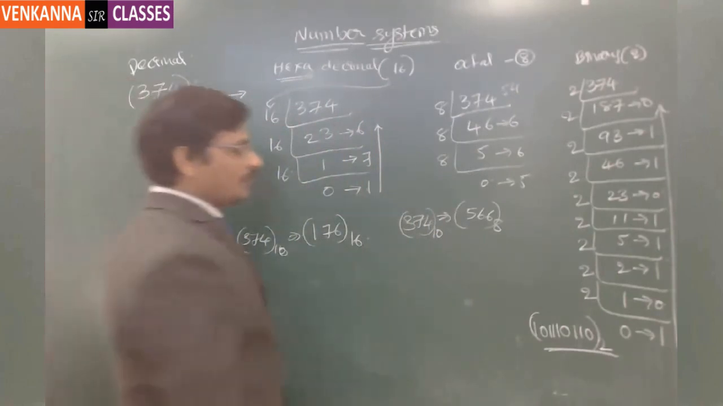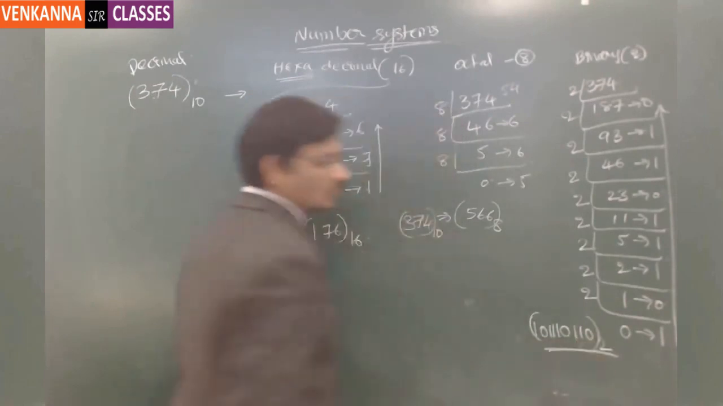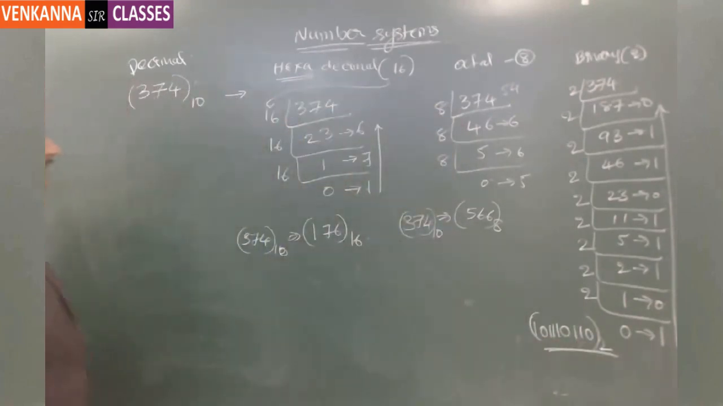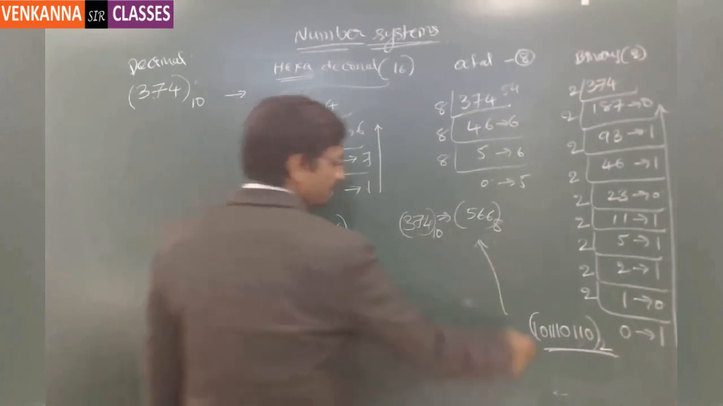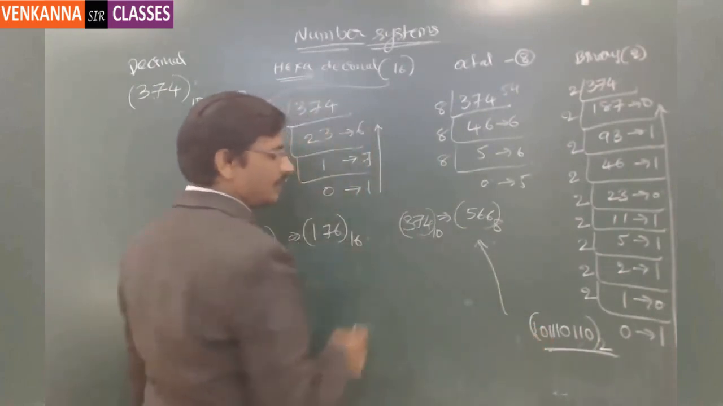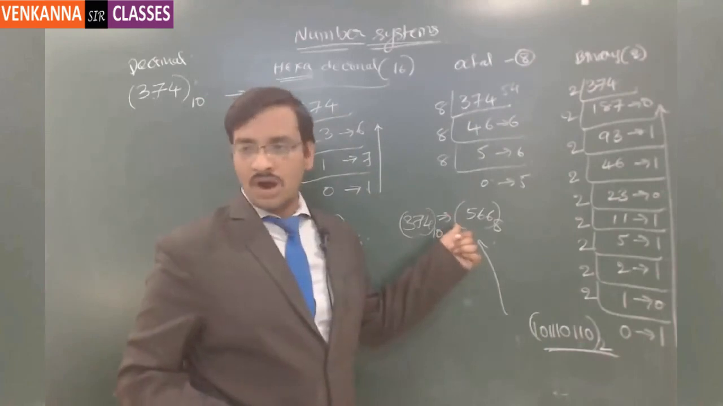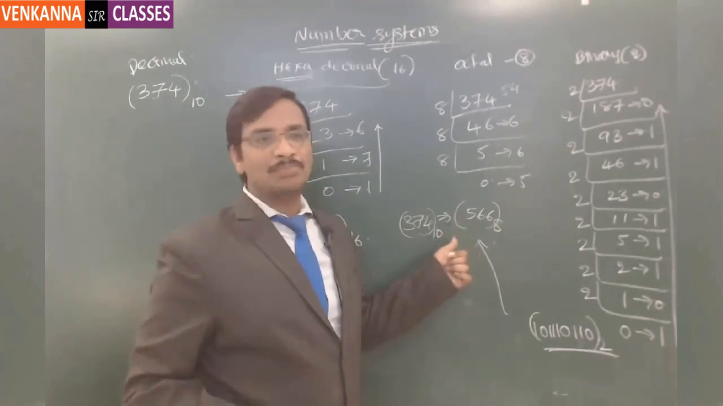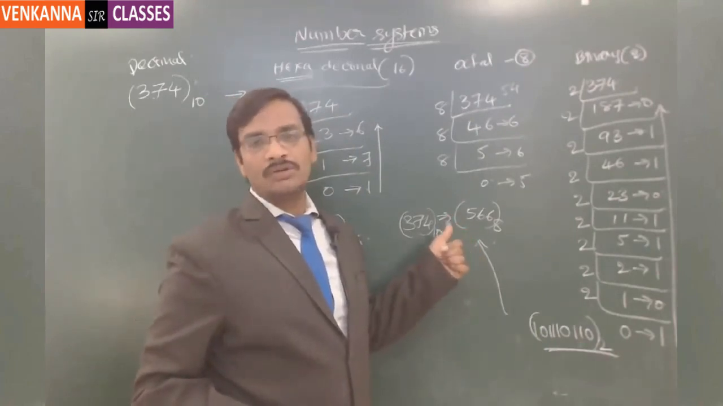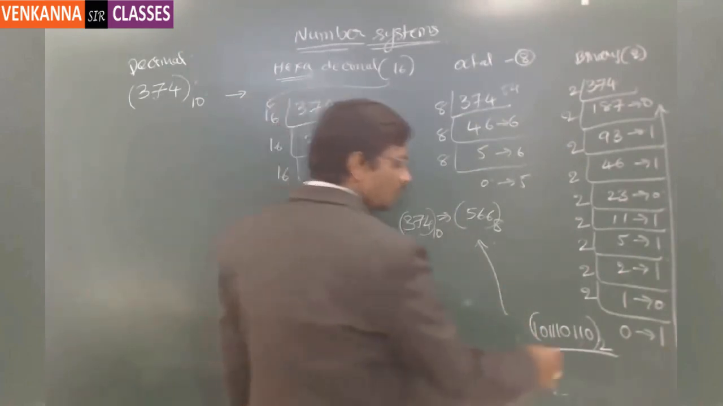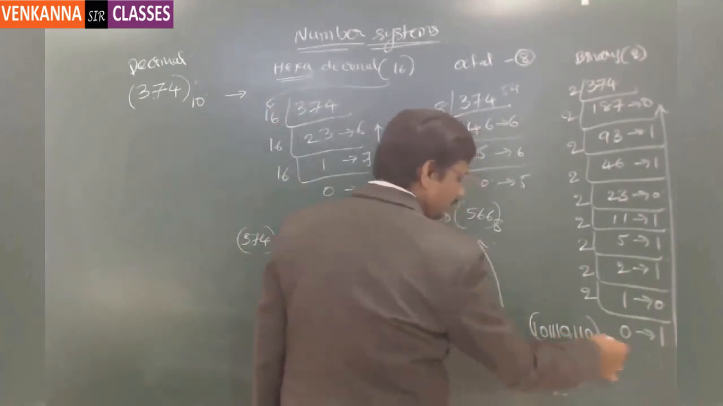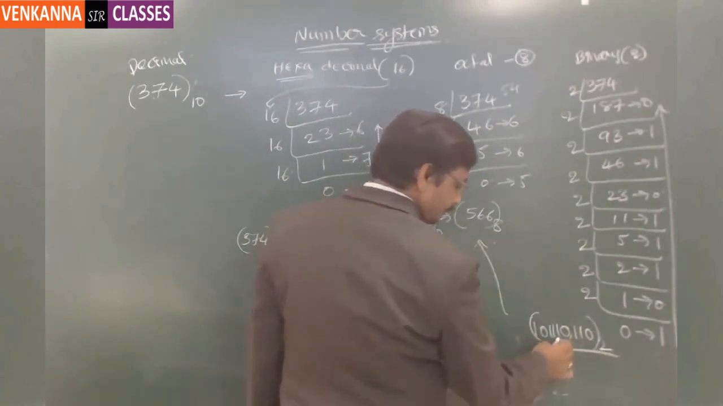See this, if I want to convert this number to the octal number system. Let me see. From binary, if you want to convert to octal, as 2 power 3 is 8, what you need to do is put a comma after every 3 digits from right to left.